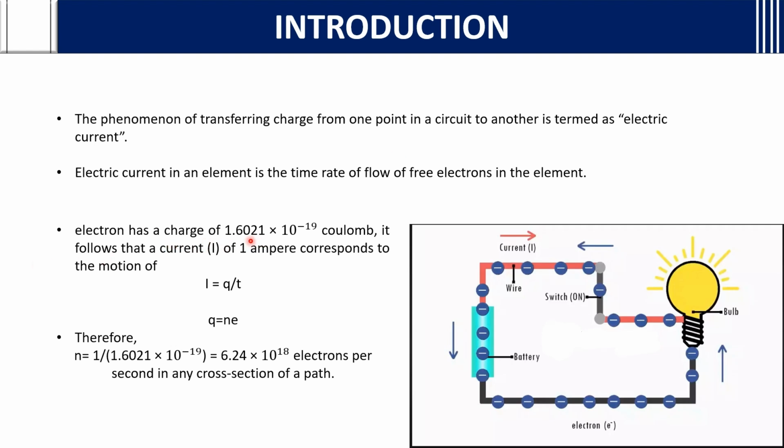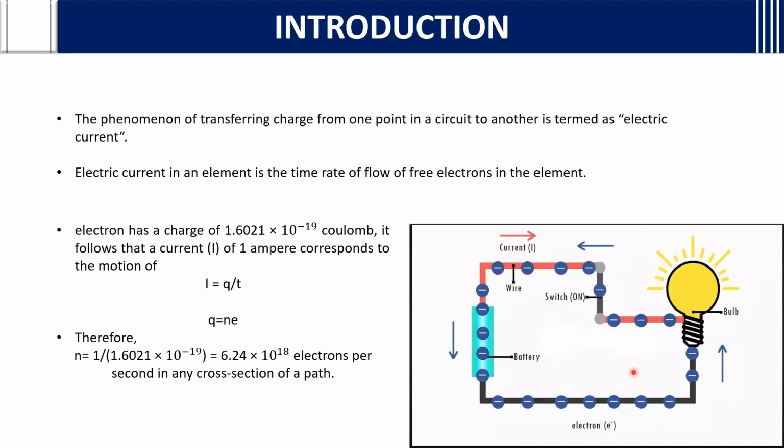Electron has a charge of 1.6021 × 10^-19 coulomb. It follows that a current I of 1 ampere corresponds to the motion of I = Q/T, the rate of change of charge, where Q is equal to the number of electrons times one electron's charge e. Therefore, the number of electrons N in any cross section in 1 second is N = 1/e, where e is one electron charge, 1.6021 × 10^-19 coulomb, which equals 6.24 × 10^18 electrons per second in any cross section of a path.